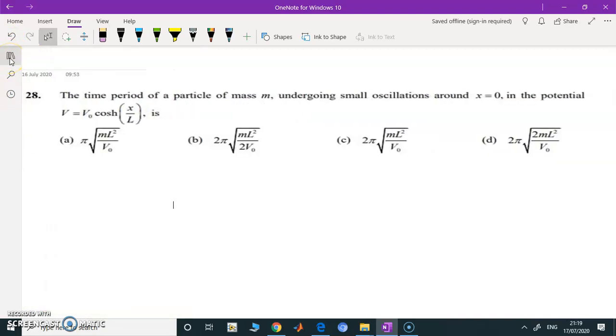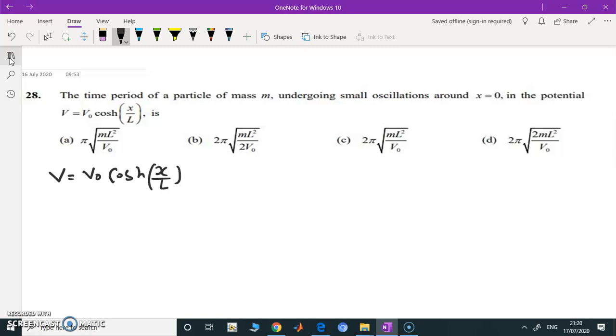So this is question number 2. Here the question is: the time period of a particle of mass m undergoing small oscillation around x equal to 0 in the potential. This is the potential given to you. So first let's write the potential. V is equal to V naught cosh(x/L).